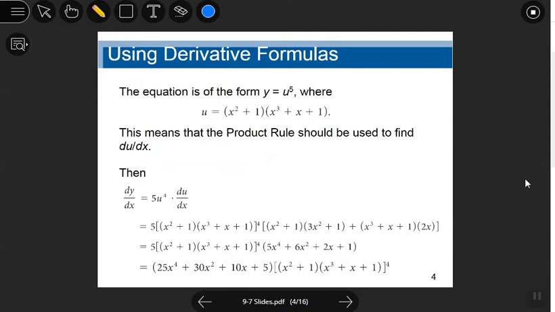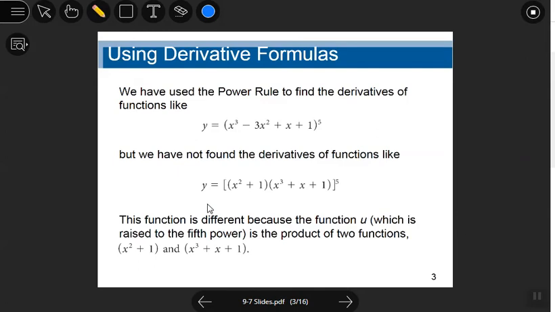Okay, now let's look at our section 9.7. It is using derivative formulas. So first let's look at this problem. So here at the first glance, can you say anything about how we can start? So for this one, actually first you have to make a substitution for this one as u. Then you can write this one as u to the power 5. Now try to find the derivative. So I think you have to use a product rule, a chain rule and power rule combination.